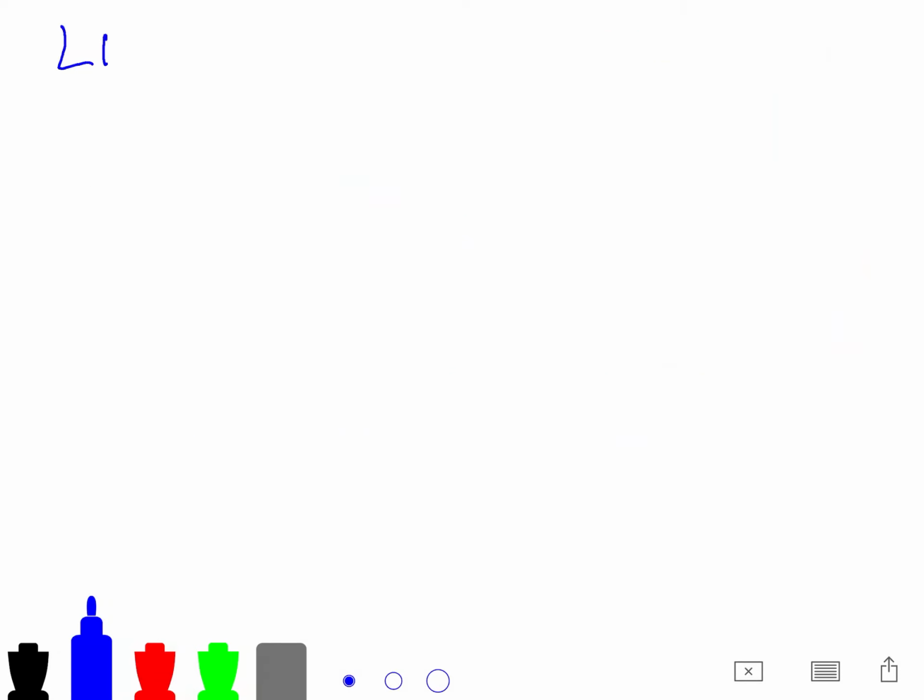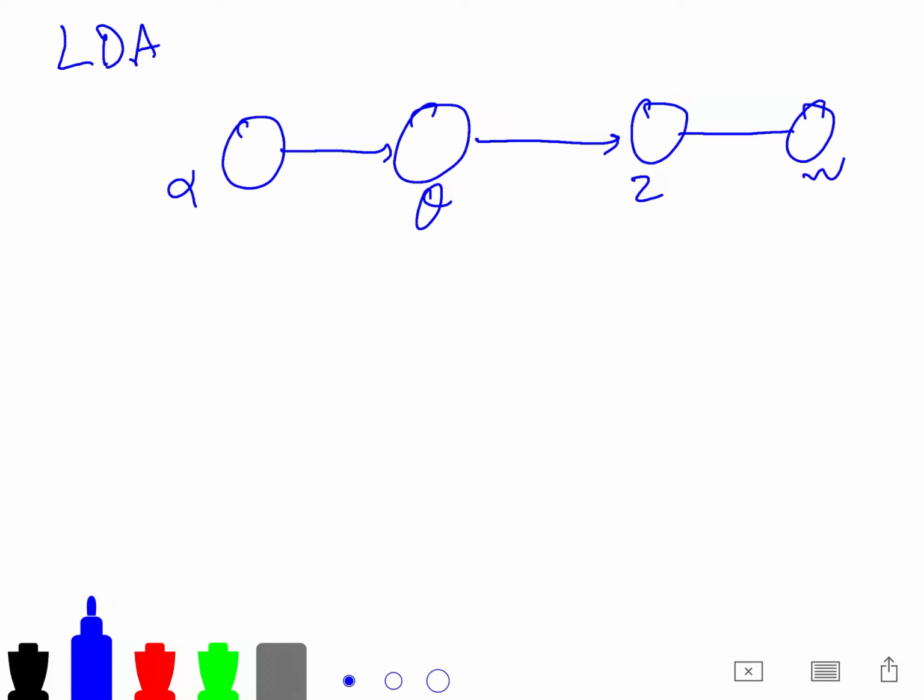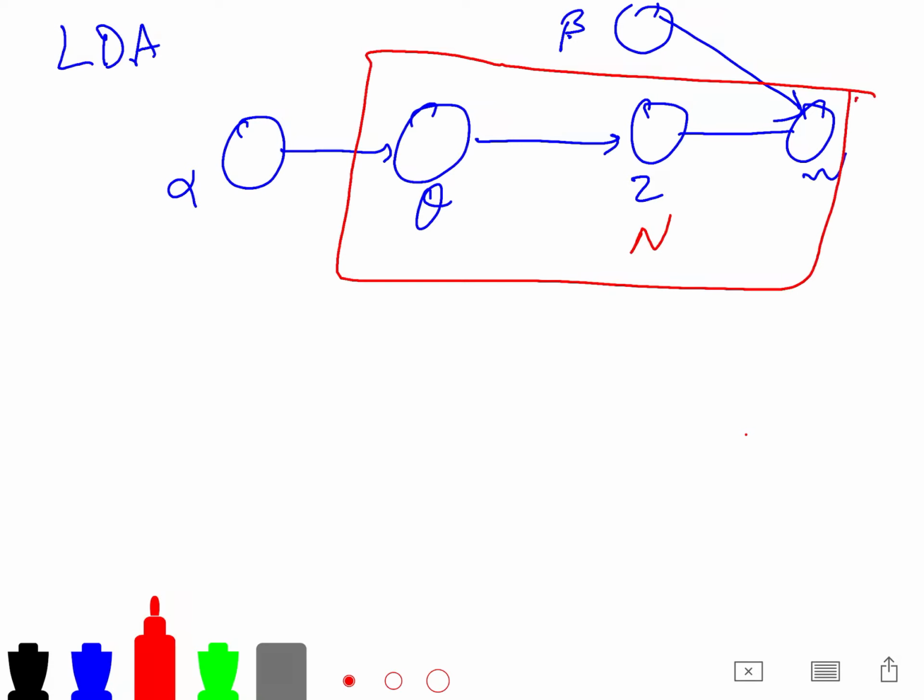So LDA, latent Dirichlet allocation, imposes a Dirichlet prior over the unmodeled parameters. So alpha and theta and Z and W, and this is beta. So you have N again, and you have M, and you have alpha, but you have Dirichlet priors.